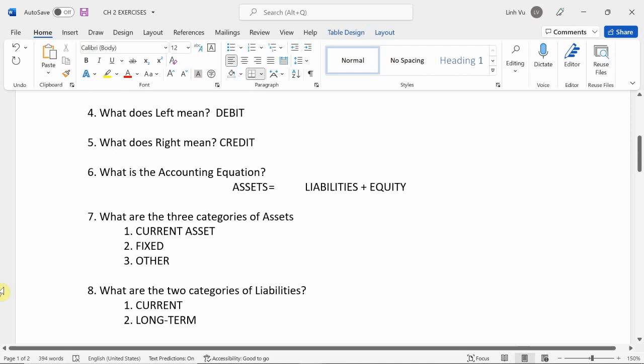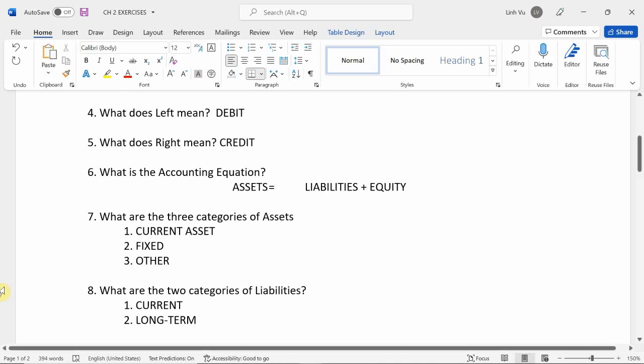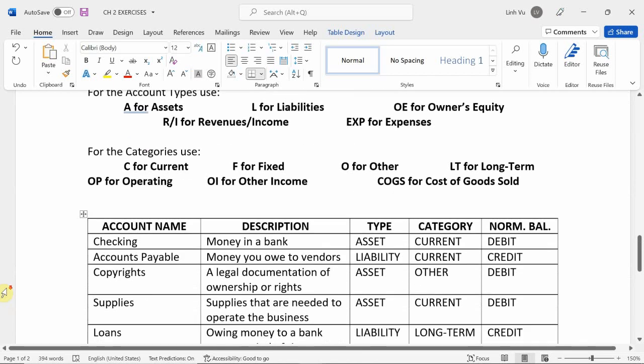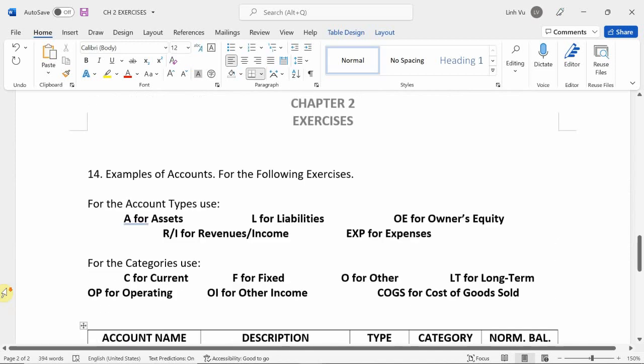Let's take a look at the categories for assets again. What are the three different categories? There are three of them, right? We've got current, we've got fixed, and we have other. If it's not current and it's not other, what is it going to be? Fixed. It's going to be fixed.